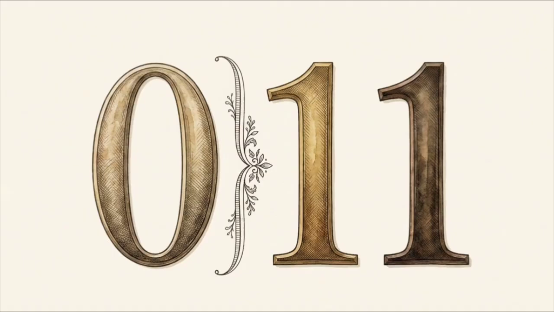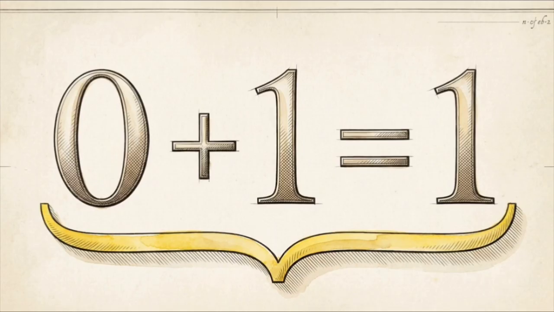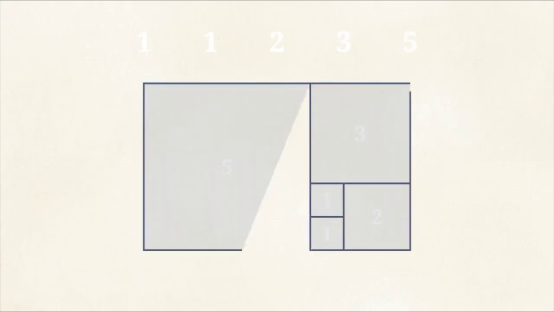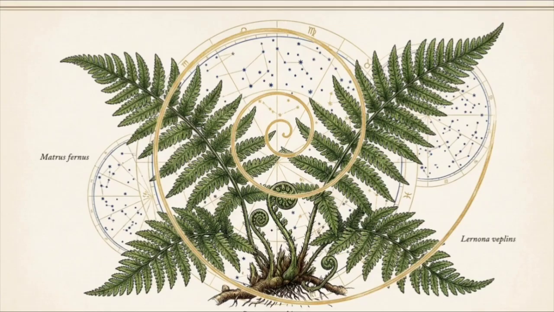You start with 0 and 1, add them together to get 1. Then you add the last two numbers to get the next. 1 plus 1 is 2, 1 plus 2 is 3, 2 plus 3 is 5. Take those numbers, build a series of squares with matching side lengths, and they fit perfectly. Draw an arc through them, and you get the golden spiral. It's a beautiful mathematical model.